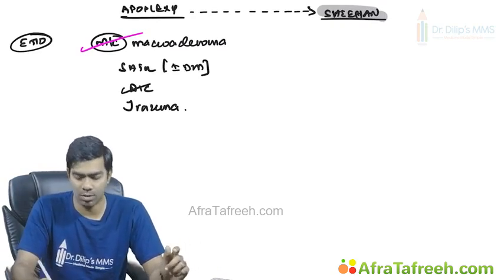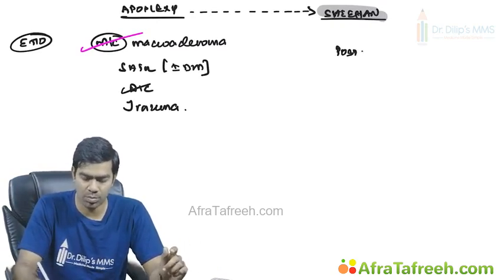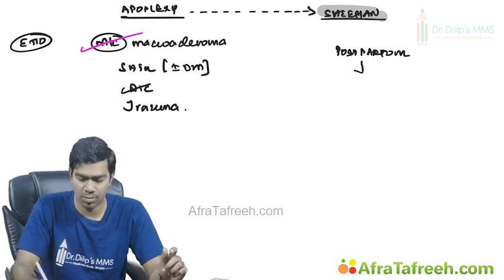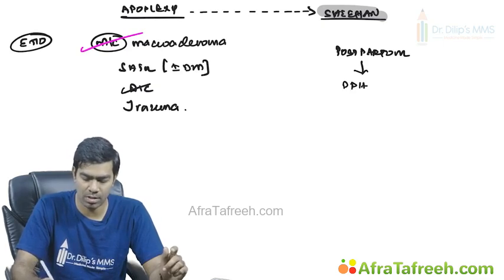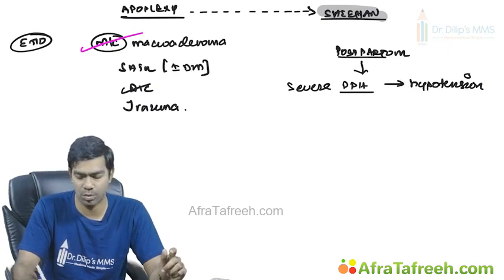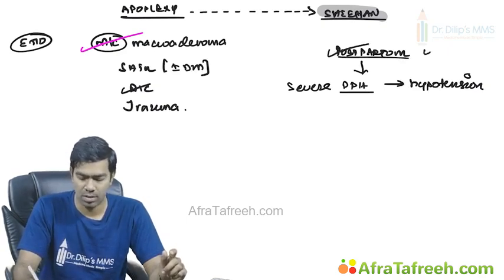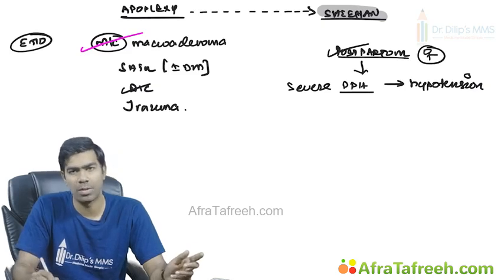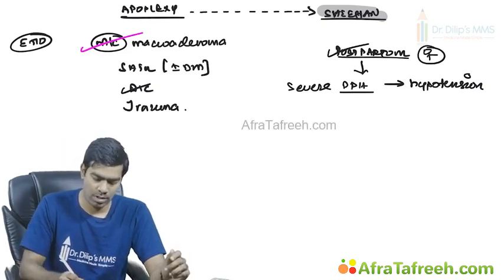Clear? Sheehan syndrome is going to happen only in postpartum women. That is due to severe postpartum hemorrhage causing hypotension. Clear? Postpartum women, due to severe postpartum hemorrhage causing hypotension. All right, so what is the mechanism?